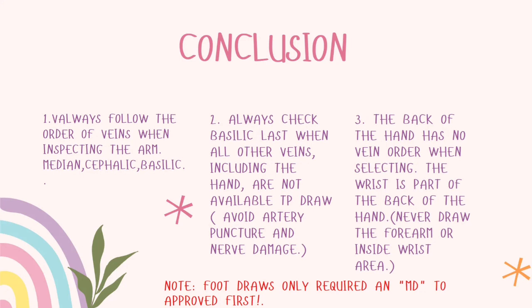So, in conclusion, the first thing is always to follow the order of veins when inspecting the arm: the median, cephalic, and basilic. This applies to both the right and the left arm when attempting venipuncture. Second, always select the basilic last, when all other veins, including the hand, are not available to draw, to avoid arterial puncture.